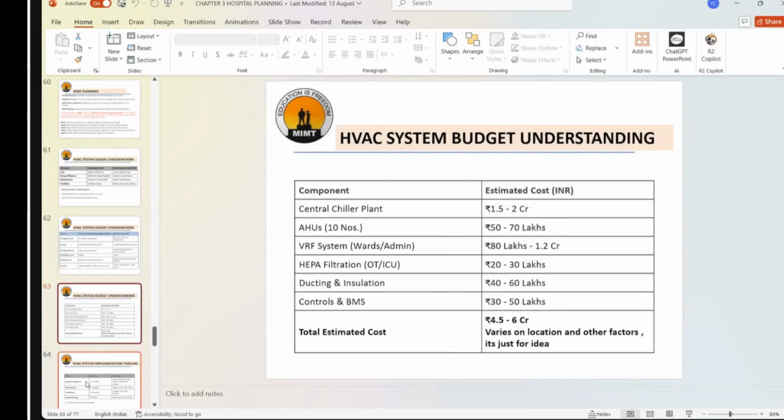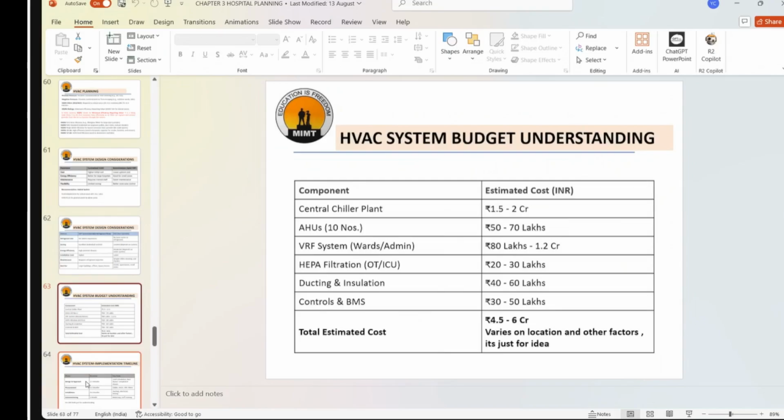If we talk about this system, there are a few things. The central chiller plant costs approximately 1.5 to 2 crore. That is variable; it is just to give you one idea. Air handling units, if you need 10 or 8 numbers, cost 50 to 70 lakhs. The VRF system for the ward and admin costs 80 lakhs to 1.2 crore. Actually, this requirement has been calculated for a 200 bedded kind of hospital. Okay, so this is based on that.